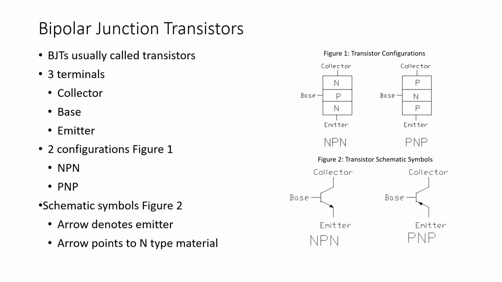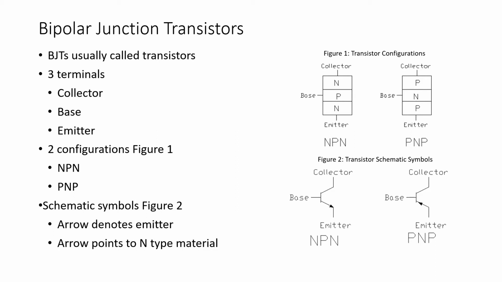Now there are different types of transistor devices, but these are field effect transistors, and they will not be discussed in this course or in this presentation. Now the transistor has three terminals: the collector, the base, and the emitter. And transistors come in two configurations as shown in figure 1. They are either NPN transistors or they are PNP transistors.